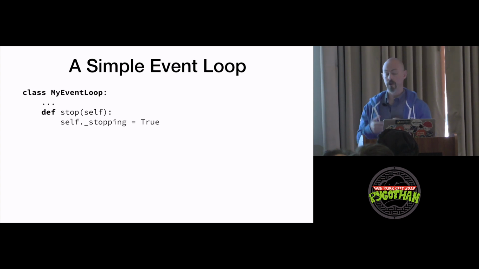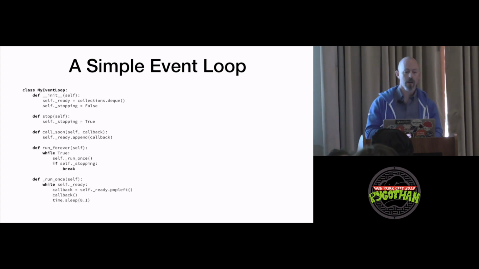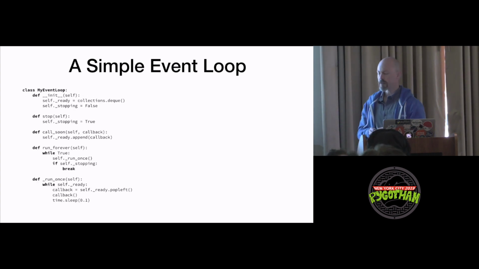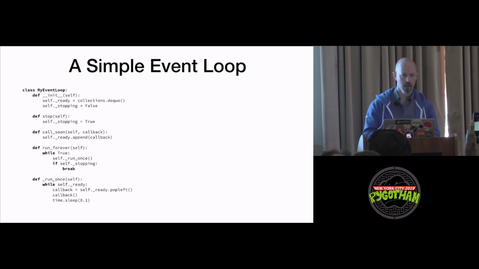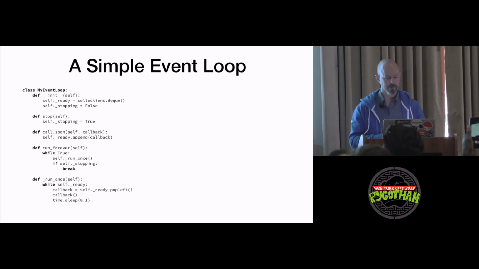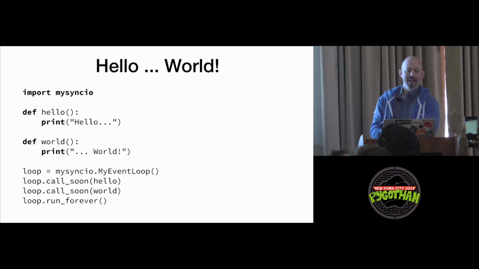And finally, I've got a stop method, which just sets that stopping flag to true, which means that the run forever will stop. So all of that code is 18 lines. For our purposes today, this is complete. We won't be changing any of it. I will be adding some methods to it a bit later, but this is all we need for an event loop. And I'll prove it.